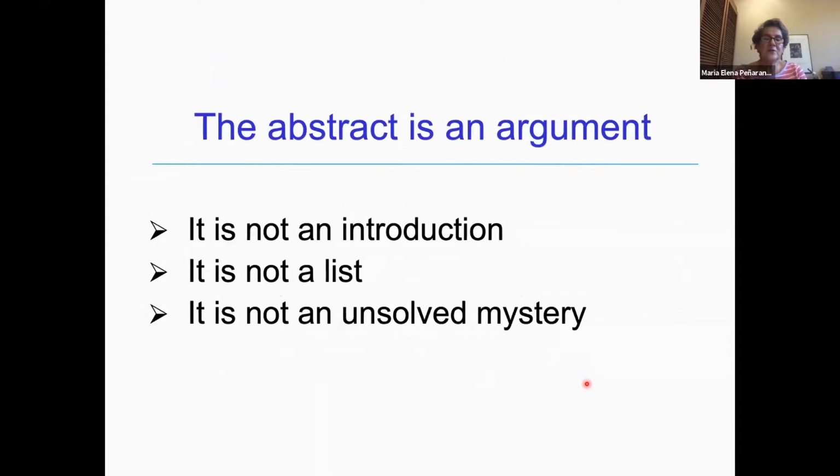So it's not an introduction, it's not a list, it's not a mystery to be solved. What does this mean? You have to present in your title and in the abstract your main results, your most exciting results, what's new, what's innovative. And it's not a list of things to do, and it's not an introduction. Many times when we write abstracts for a proposal, they have a lot of introduction and stating of the problem, and that's not what we're asking for here. We want the answer to this mystery. We want the data.